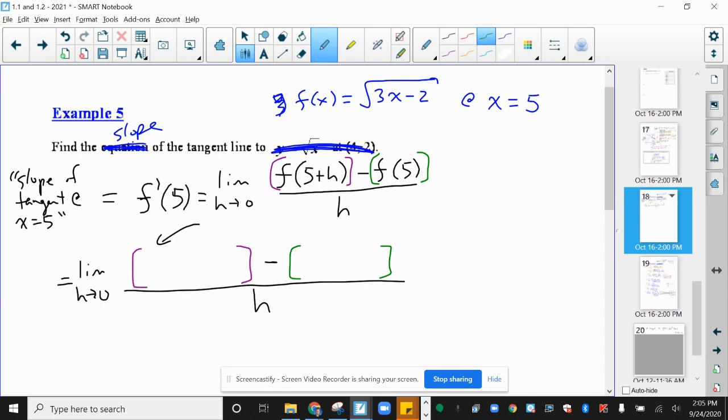Let's start with the green. Okay, what is f at 5? Well, you're just putting 5 into the function, so that's the square root of 3 times 5 minus 2. Now, what is f at 5 plus h?